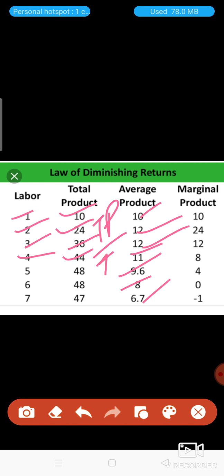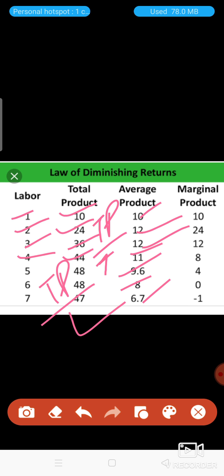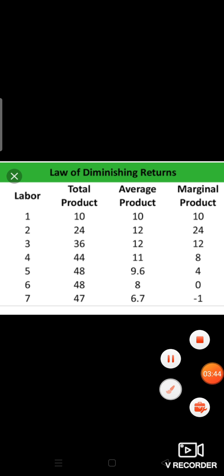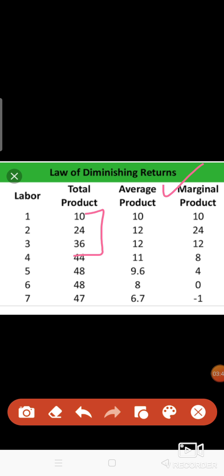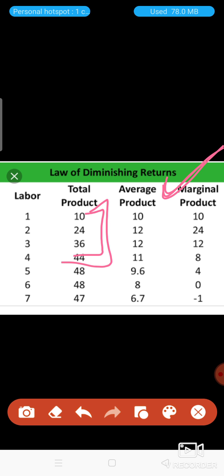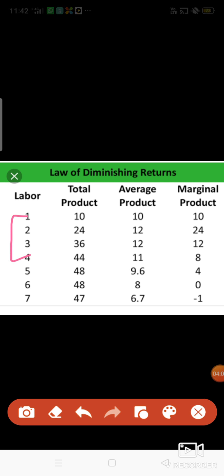Average product is nothing but the product per unit of input, or here we can get it by TP divided by input. Okay, now third one, marginal product. Marginal product is change in total product due to changes in input by one unit.